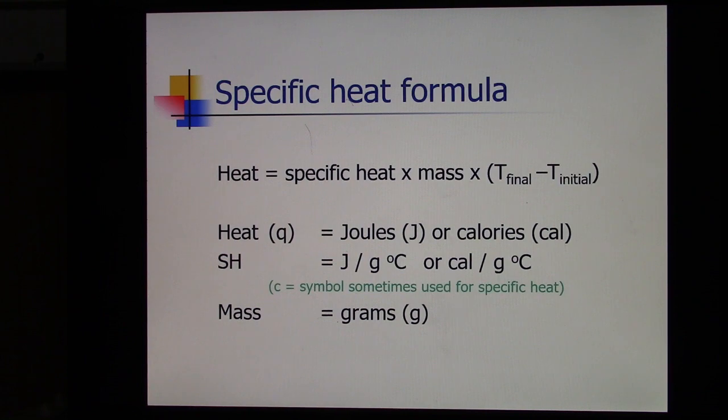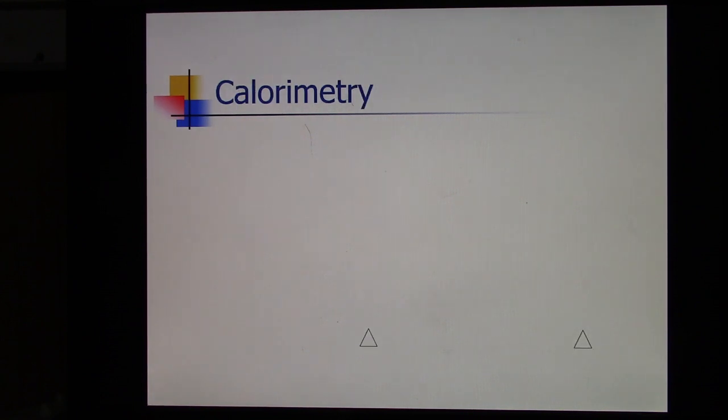Mass is usually in grams. Again, you can use kilograms if you like, but grams is common. And temperature is usually in degrees Celsius. So we use this formula in calorimetry labs. These kinds of experiments are done in schools, colleges, universities, research facilities, food labs, etc.